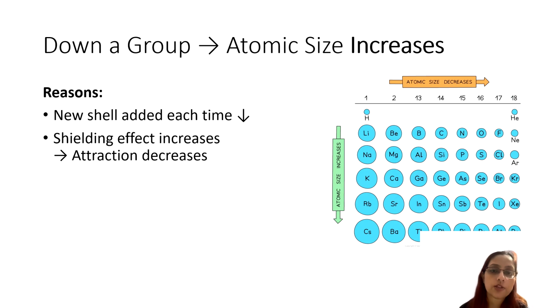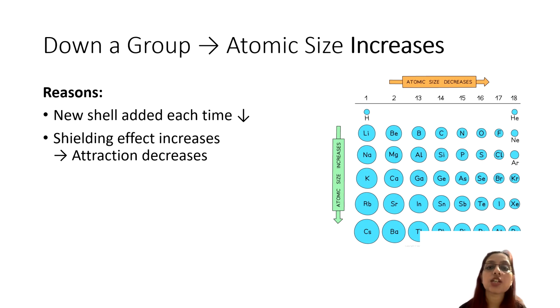Let's look at how atomic size changes as we move down a group in the periodic table. As we move down a group, the atomic size increases. Here take an example of lithium to cesium in group 1. You can see it steadily increases. So down the group, the atomic size increases. This happens for two reasons. New electron shells are added with each step down the group. Every new shell places the outermost electrons farther away from the nucleus, increasing the atomic radius. This is the first reason.